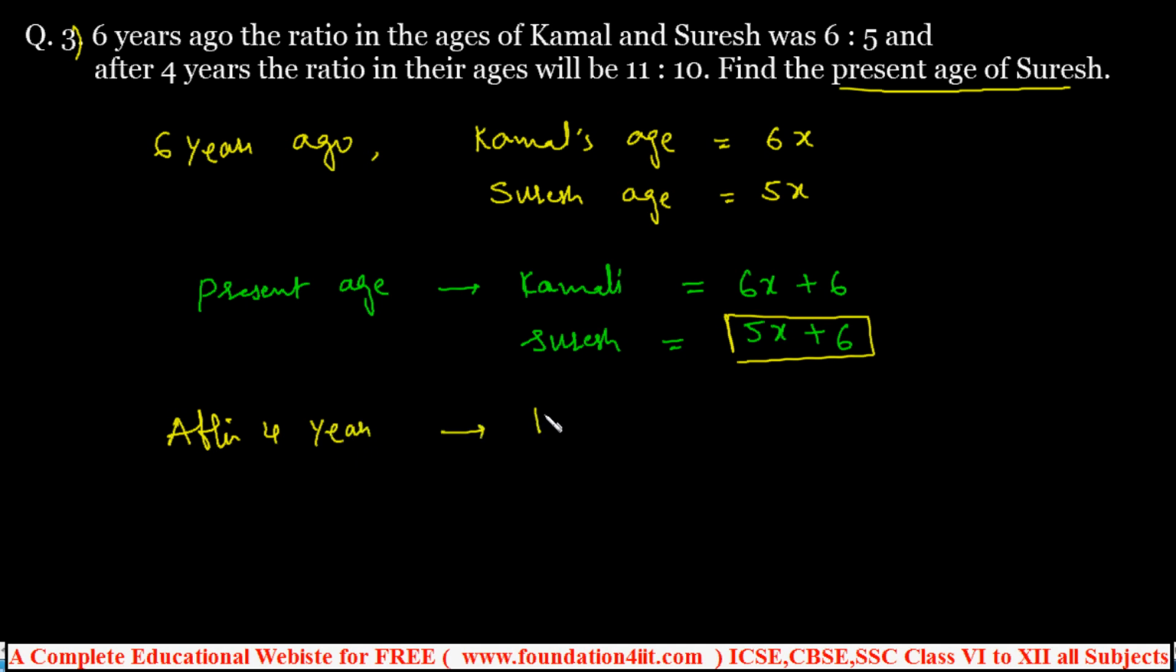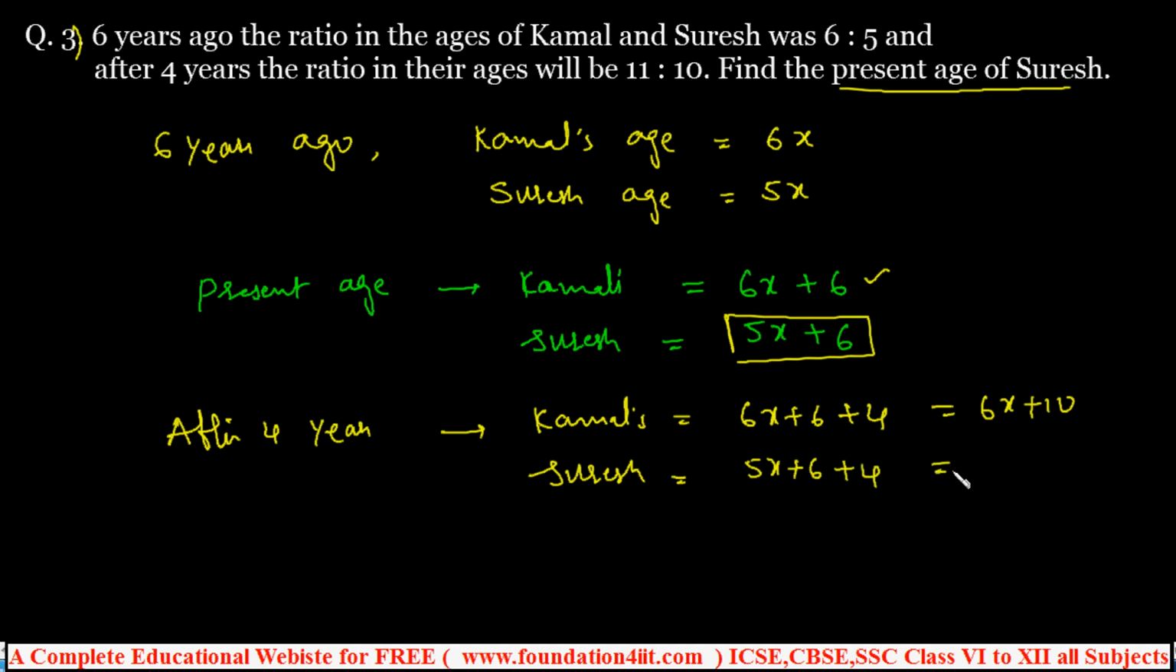After 4 years again Kamal's age: present is 6x plus 6, after 4 years is 6x plus 6 plus 4, that is 6x plus 10. Now similarly after 4 years Suresh's age, previous is 5x plus 6. For that again add 4. So 5x plus 10. So this is their ages after 4 years.